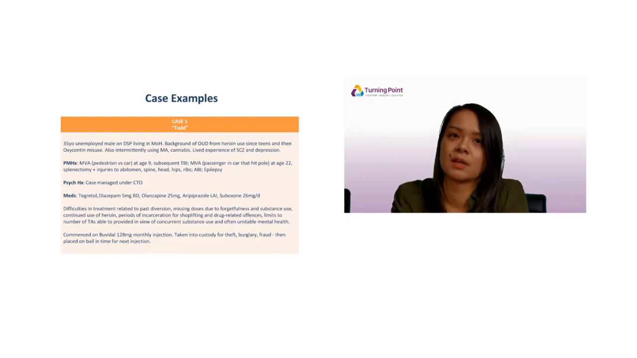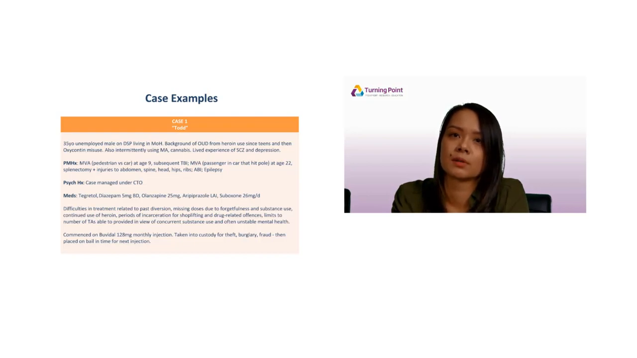schizophrenia and depression. His past medical history was notable for having motor vehicle accidents at both age 9 and age 22. He developed traumatic brain injury from that, and he also had a splenectomy and injuries to his abdomen from the second car accident, as well as injuries to his spine, head, hips and ribs. He then ended up with an acquired brain injury and epilepsy. His schizophrenia and depression were case managed under a community treatment order, and his medications included Tegretol, diazepam, olanzapine, aripiprazole injectable depot, and also Suboxone.